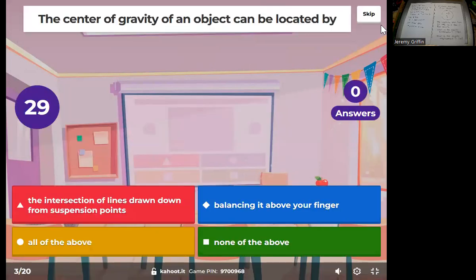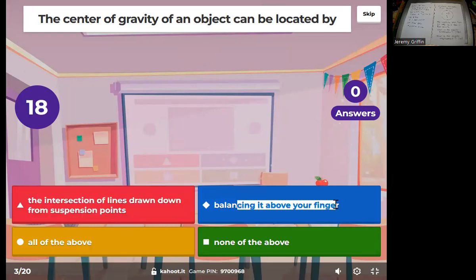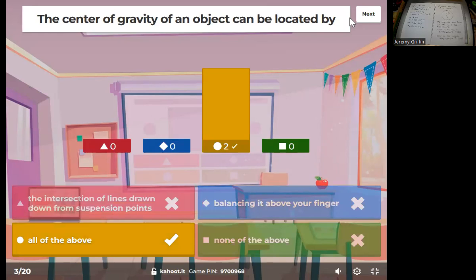Center of gravity can be located by... Ooh, I just gave you guys a few different methods. Said if you hang it from a string, right? The string will hang through the center of mass. You can balance it on your finger, right? You can also throw it through the air, and the center of mass will actually follow a smooth path while it tumbles about. But looks like both of the above in this case.